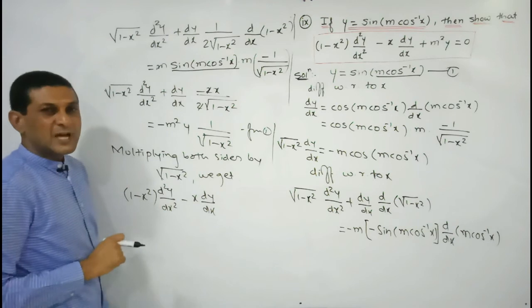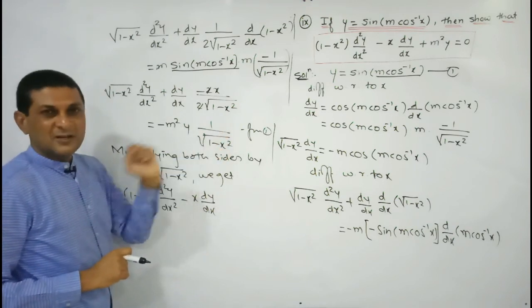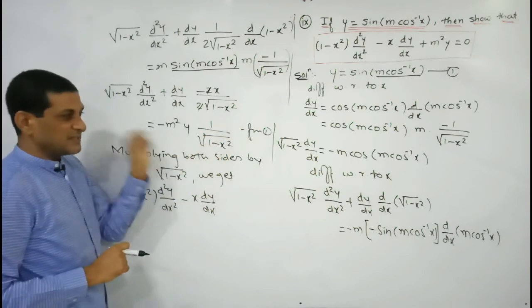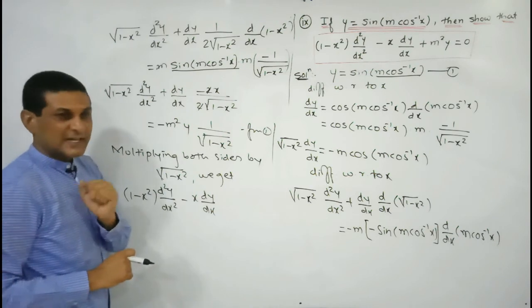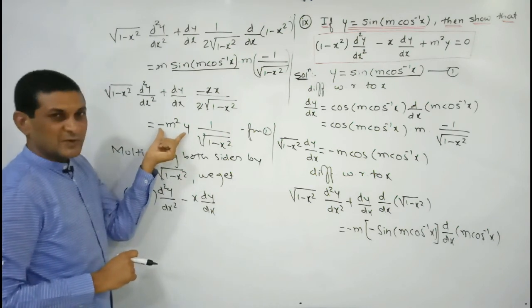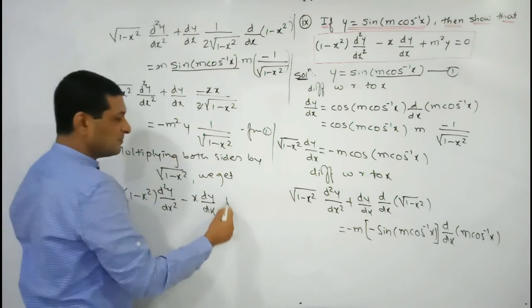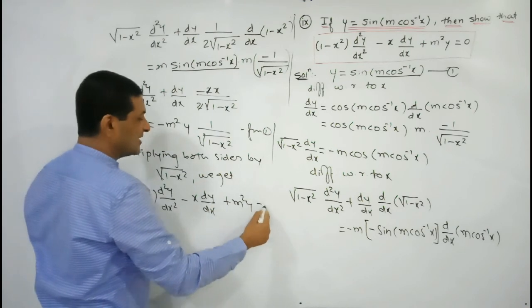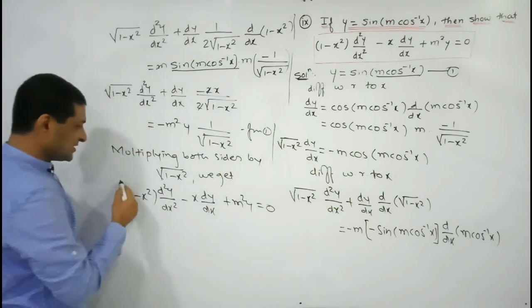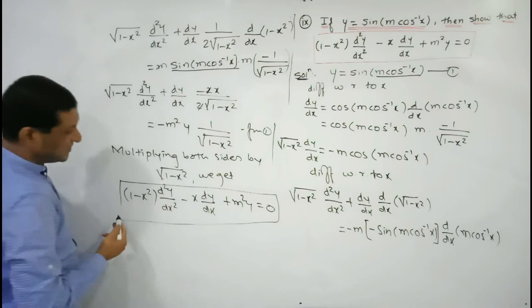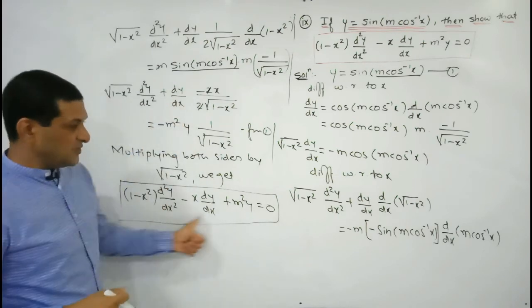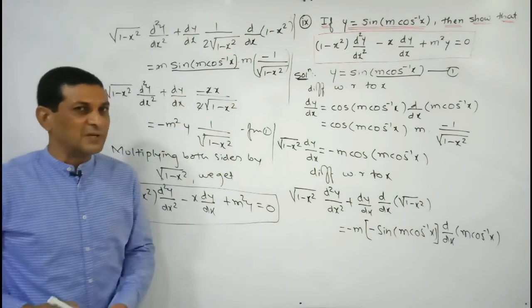And now we are multiplying the right hand side by under root 1 minus x square. So under root 1 minus x square and under root 1 minus x square will get cancelled. The remaining term is minus m square y on this side, which will become plus m square y is equal to 0, which is nothing but the result which we have to prove. In this way we have shown that the value of this expression will be equal to 0.